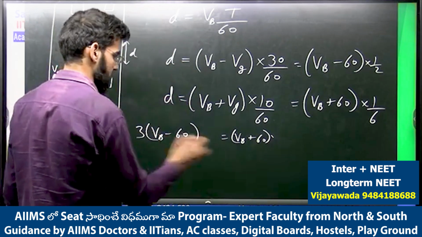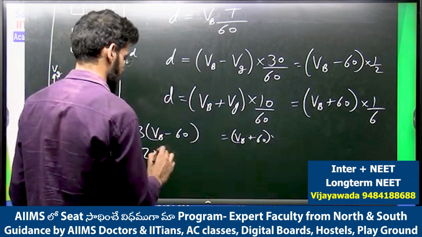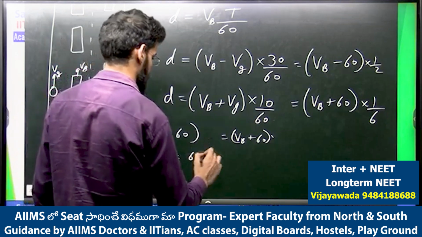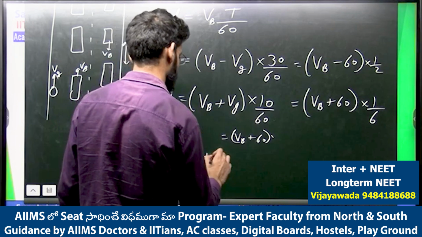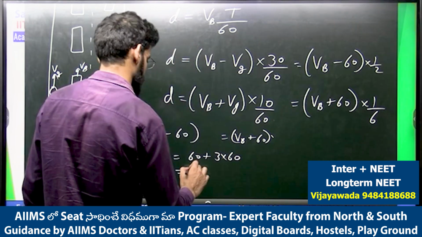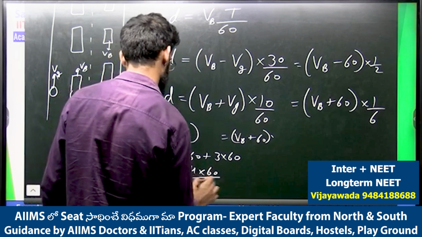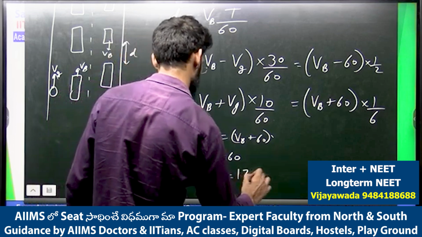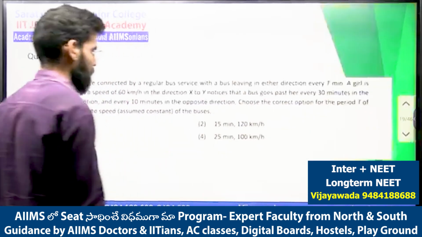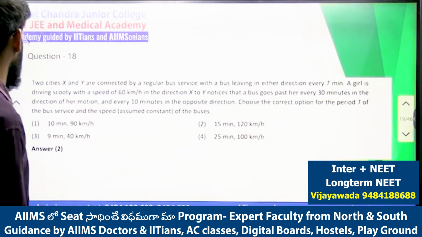Okay. So this is 3 Vb. This is 2 Vb. So 3 Vb minus Vb, 2 Vb, right? And this side 60 and plus 3 into 60, that is 3 into 60 only you keep. Okay, Vb came how much? 4 into 60 by 2. So this is 120 kilometer per hour. Okay. Vb is 120 kilometer per hour.